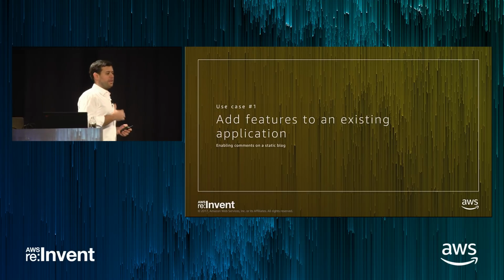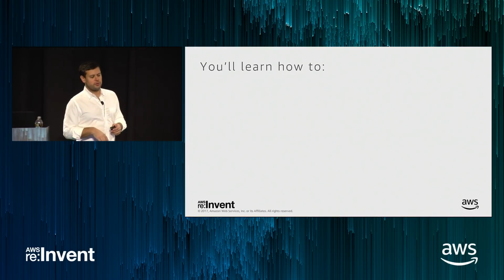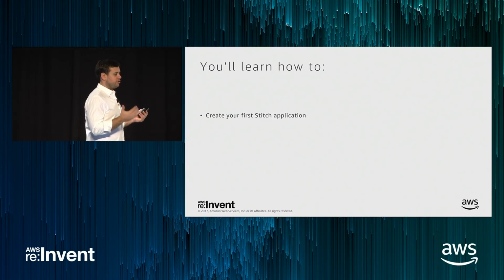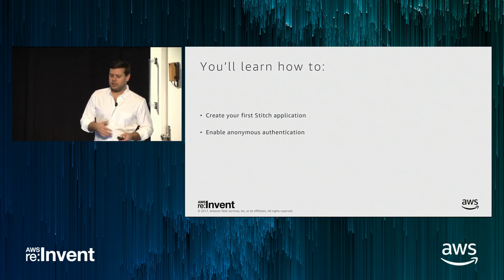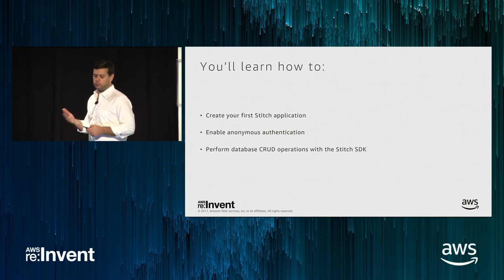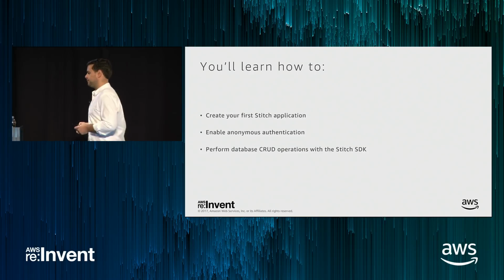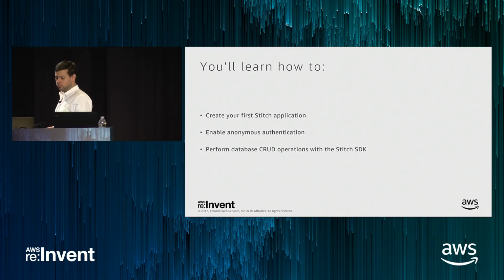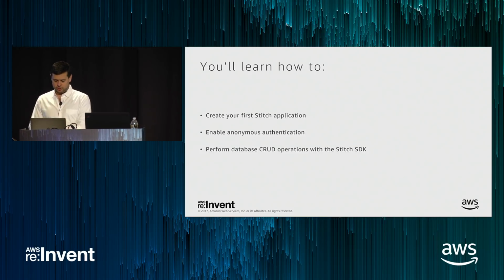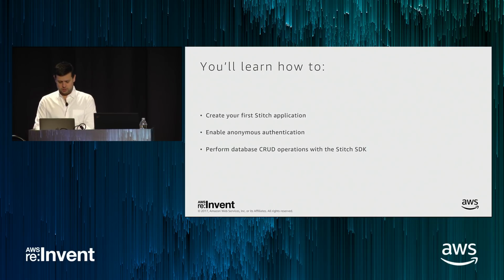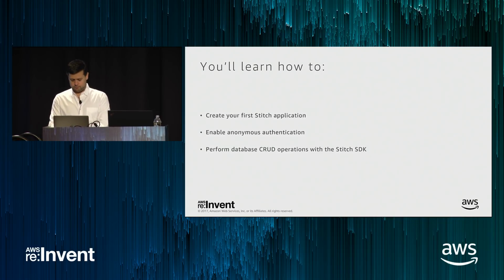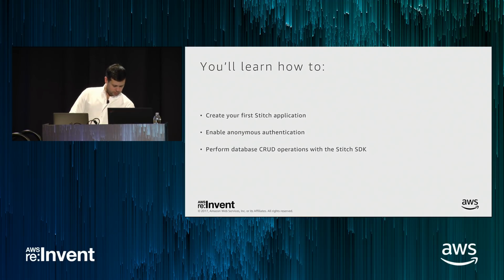The first thing we're going to do is add a feature to an existing application. We're going to create a Stitch application, then enable anonymous auth, and do a bunch of CRUD operations. So let's get started. All right, press this button.